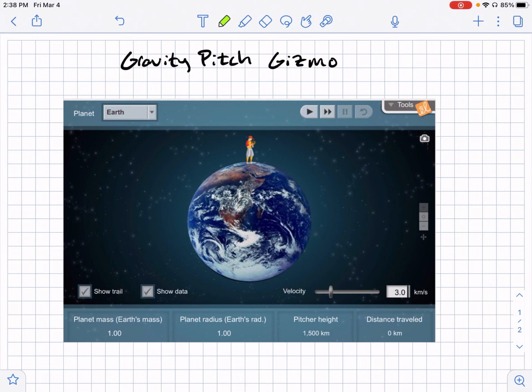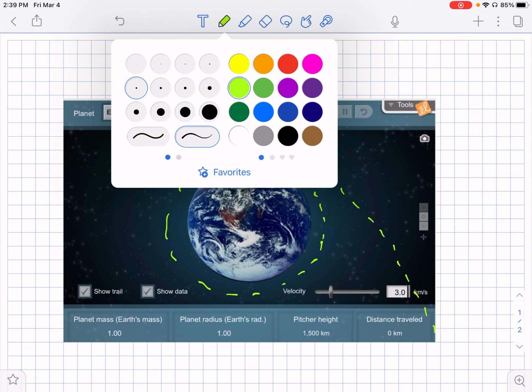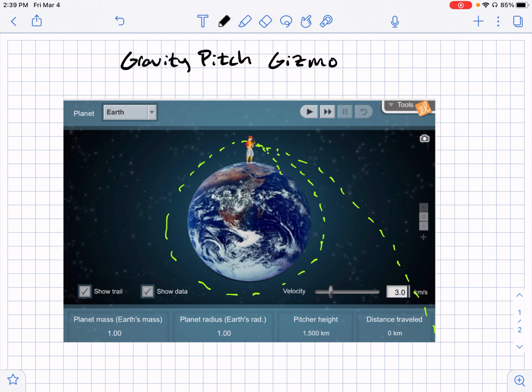What you're trying to do is find the right velocity so that when the pitch is thrown, it goes in orbit around the Earth. If it's not the right velocity, if it's too slow, it'll be thrown and crash to the earth. And if it's too fast, then it will come way out here and reach that escape velocity. We're going to do the math and calculate that velocity, and then we'll test it out in the gizmo.